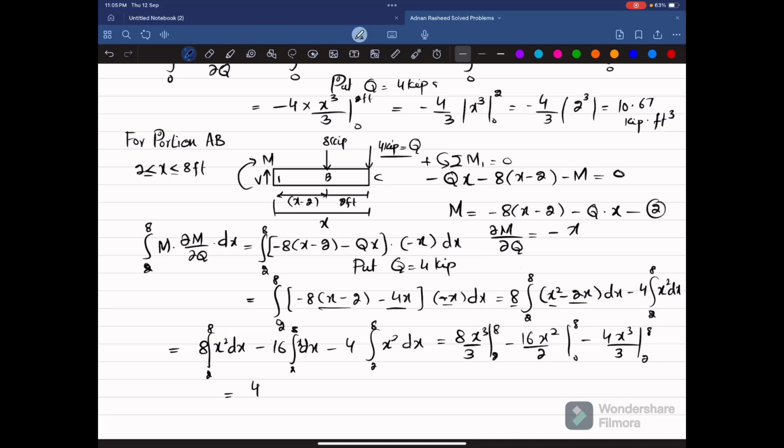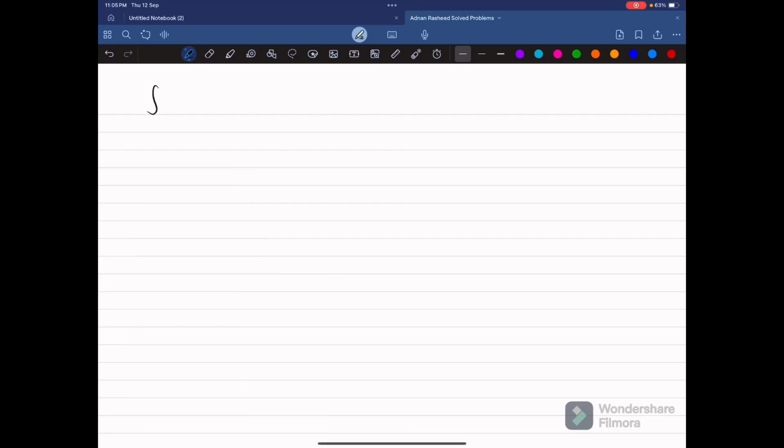So when you solve this, after taking the limit, this term will give you 4096 divided by 3 minus these terms. All these terms will give, I will write it, you can also check it later, 1024 divided by 2 plus 64 over 2 plus 2048 by 3 minus 32 divided by 3. So this integral from 2 to 8 of m into partial m over partial q into dx will give us 1536 kip into cubic feet.